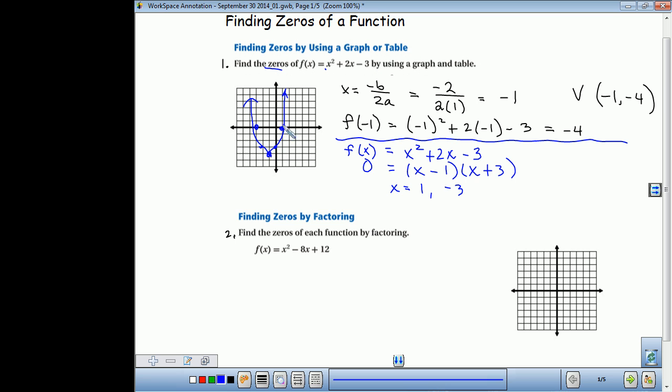All right, let's look at that graph we just did. Does this graph have a 0 at 1 and negative 3? Yes, it does. Isn't that cool?